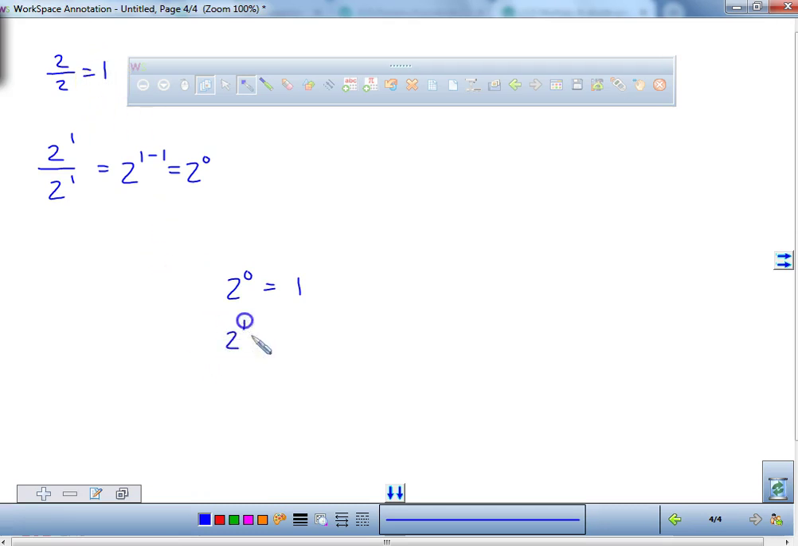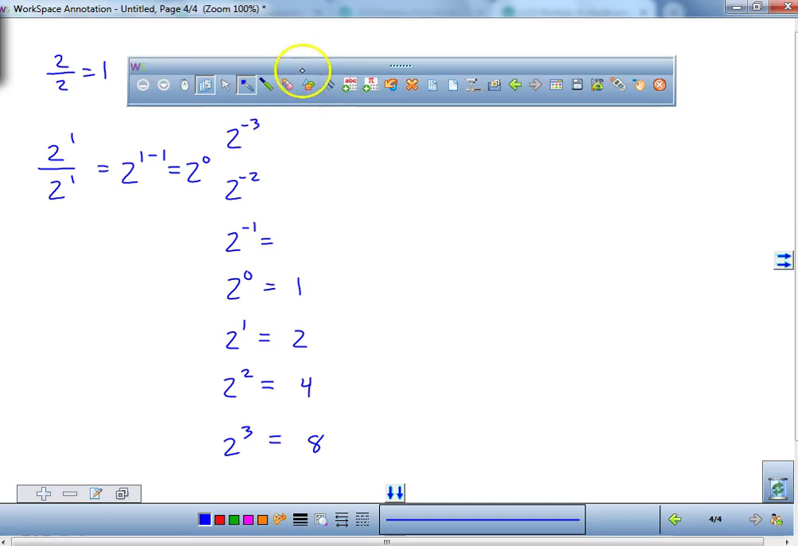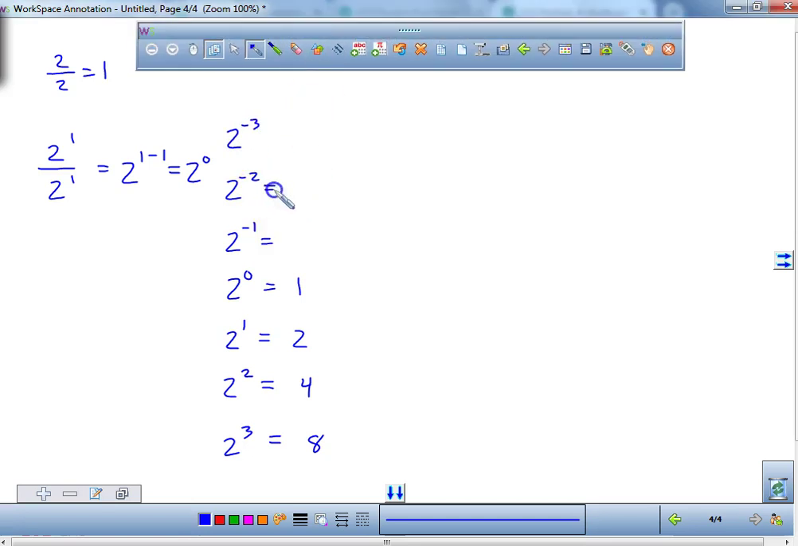If I say 2 to the first, you probably know that's 2. You probably know that 2 squared is 4, and 2 cubed is 8. Let's go backwards. What is 2 to the power of negative 1? What's 2 to the power of negative 2? What's 2 to the power of negative 3? This is where students get confused, because negative exponents have nothing to do with making a number negative. It's about writing it as a smaller number.